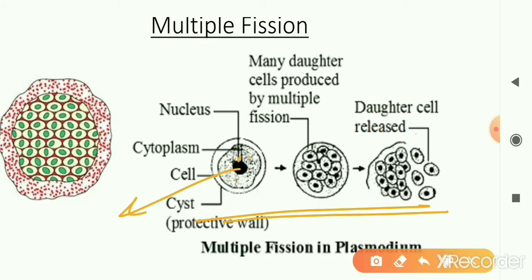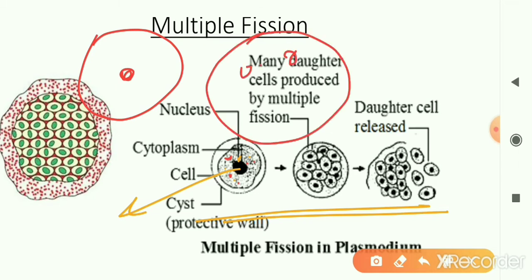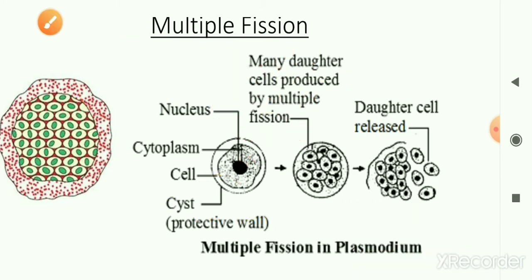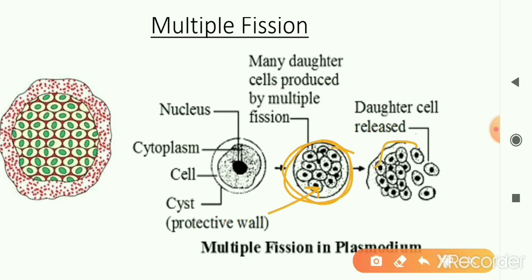The nucleus divides many a times, forming many daughter nuclei inside. Like if this is a cell, there is a nucleus present. So first the nucleus will divide many a times and form many daughter nuclei. Once the daughter nuclei are formed, now each nucleus will get surrounded by a bit of cytoplasm and will develop its own membrane. Thus, you find that inside the cell there are many cells formed. Then the outer covering of the parent cell, or the cyst, if it is unfavorable condition, there will be a cyst present. So the cyst will break and then many cells are released at the same time.